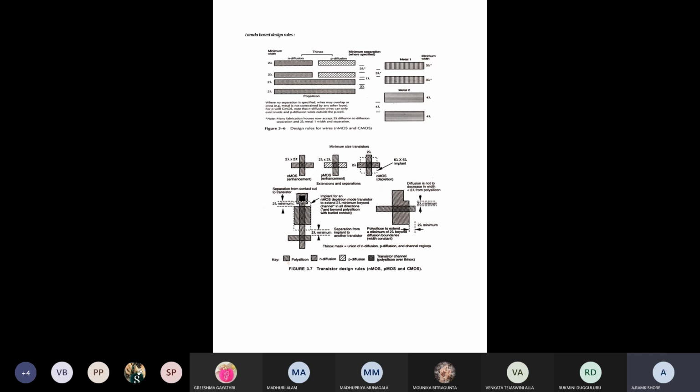Observe them and first understand the diagrams. After that, practice with a pencil. Without practice, you can't draw the stick diagrams and the layout diagrams. Clear? You must practice with color pencils, then you will be very comfortable and learn the concept effectively.